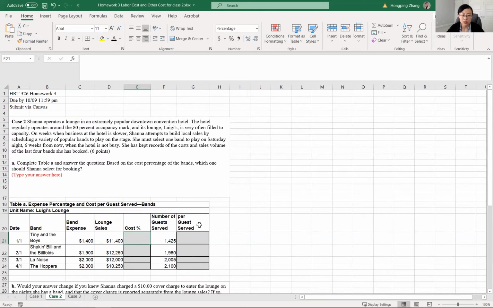And also per guest served is talking about basically band cost per guest served, meaning on average to serve this many guests, how much money have we spent on the band? And we have the guest number here. So we use band expense divided by number of guests served. That is your per guest served. These two are the two evaluations of the worthiness of each band.